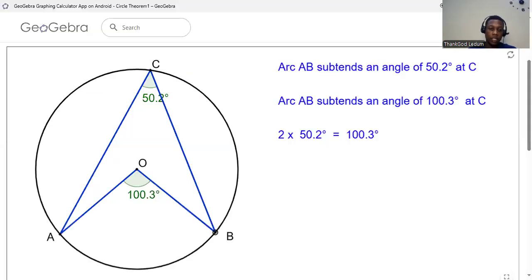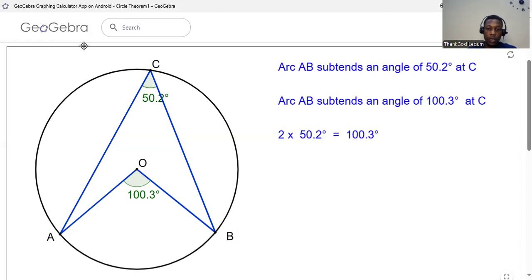All right, if you look at this circle here, you can see that we have two angles here as well. We have an angle at the center of the circle, and another angle at the circumference. You see that the angle at the center is twice the angle over here. If you look at the comment here, it says arc AB subtends an angle of 50 degrees at C. That tells you that this angle on arc AB is 50 degrees, and the one at the center is actually twice of this.